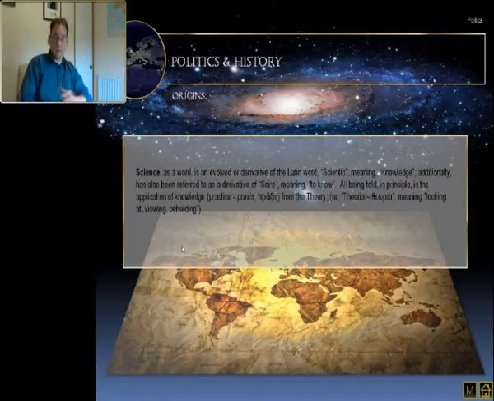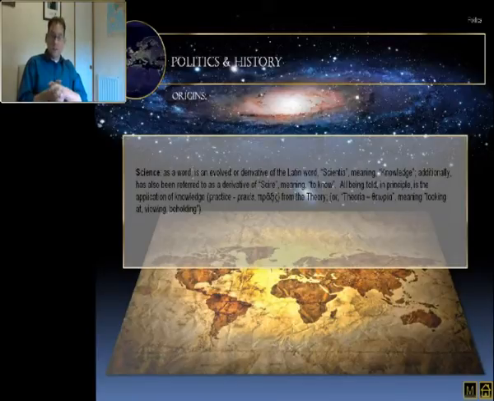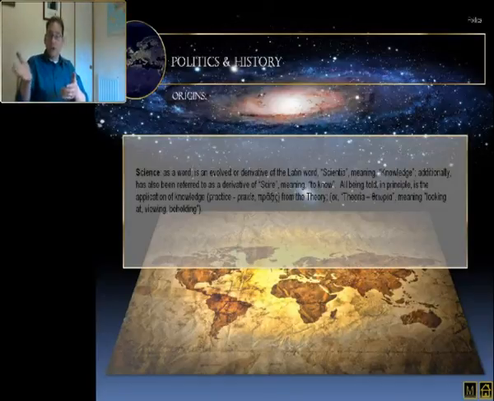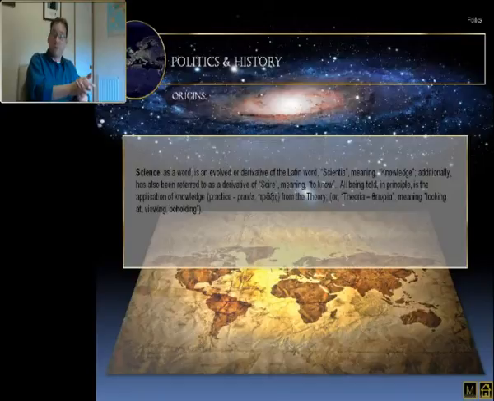Moving on. Science, as a word, is an evolved derivative of the Latin word scientia, meaning knowledge. Additionally, it has also been referred to as a derivative of scire, meaning to know, or being told in principle, which is the application of knowledge, which is practice or praxis, from the theory. As we were saying within the notes, theoria, meaning looking at, or viewing, or beholding.